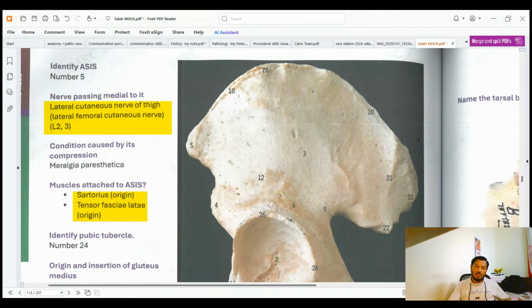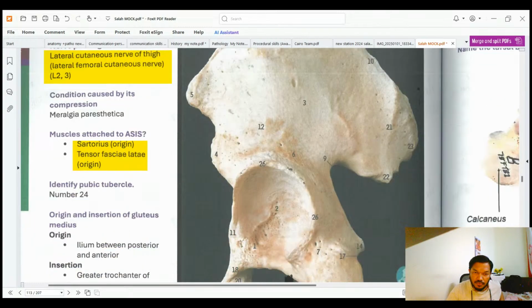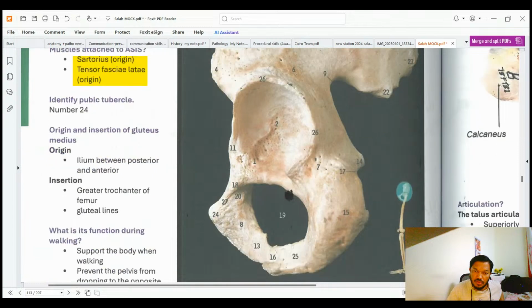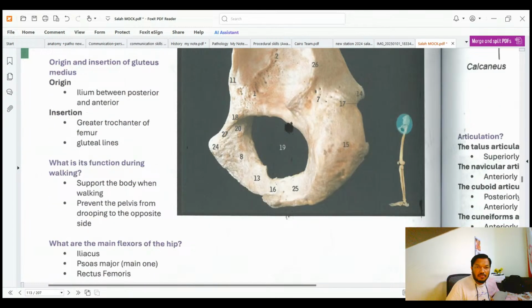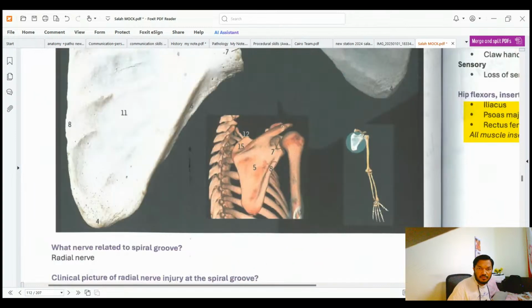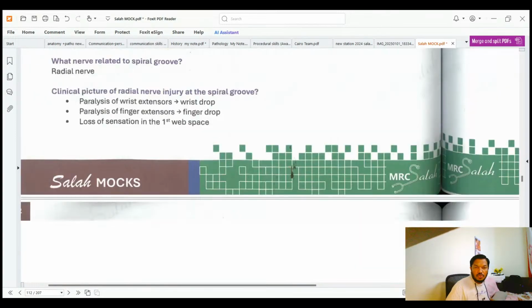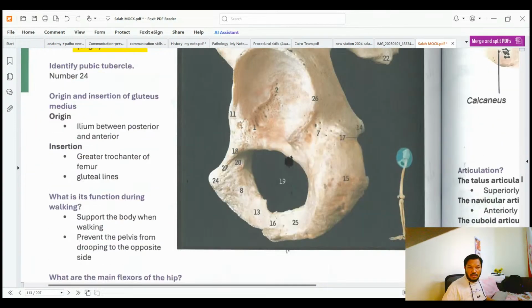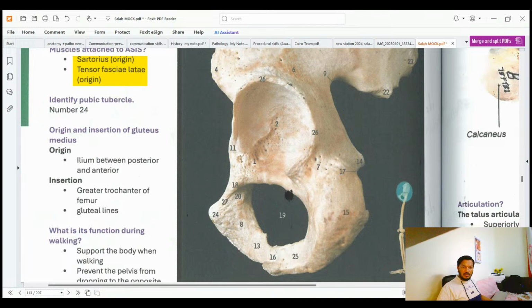Identify the pubic tubercle. It will be number 24. This is 24, the pubic tubercle.